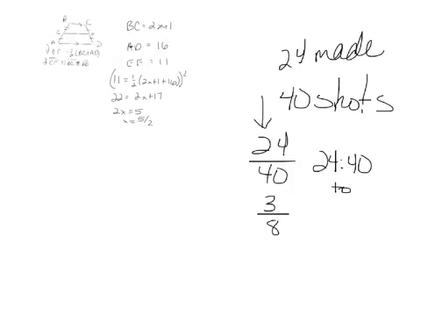Technically, if I wanted to, I could write this ratio as a decimal. I apologize, this is wrong. It's not 3 over 8, it's 3 over 5. So 3 over 5 would be written as 60%.